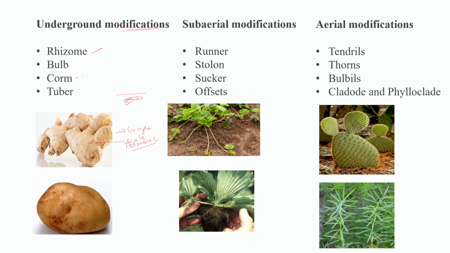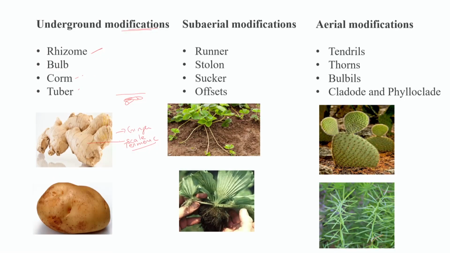Okay, scales are there. The leaf is not well developed and does not perform all the functions of a particular leaf, but is reduced to a scaly appearance, that you would have seen when you peel off a ginger. You will see that some scale-like papery things come out. So they are scale leaves and they will have nodes and internodes, and they are modified to store food.